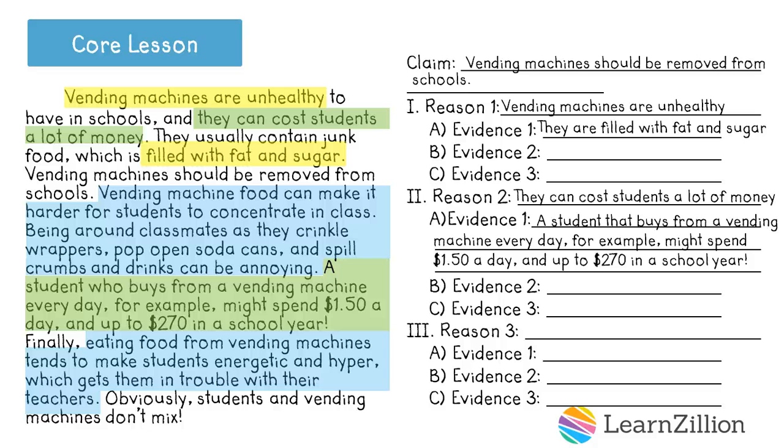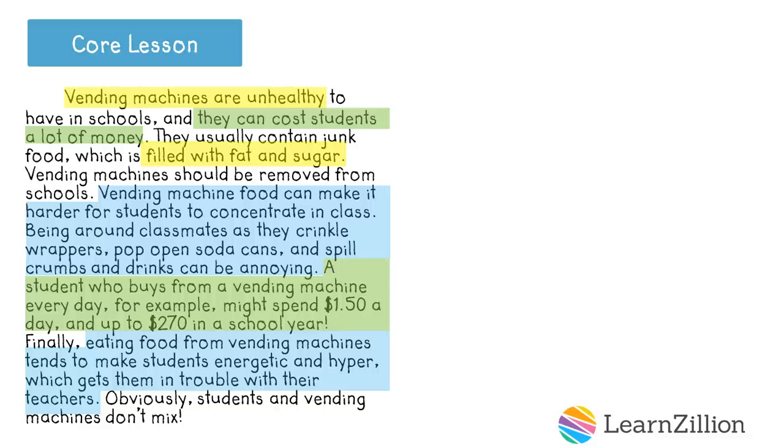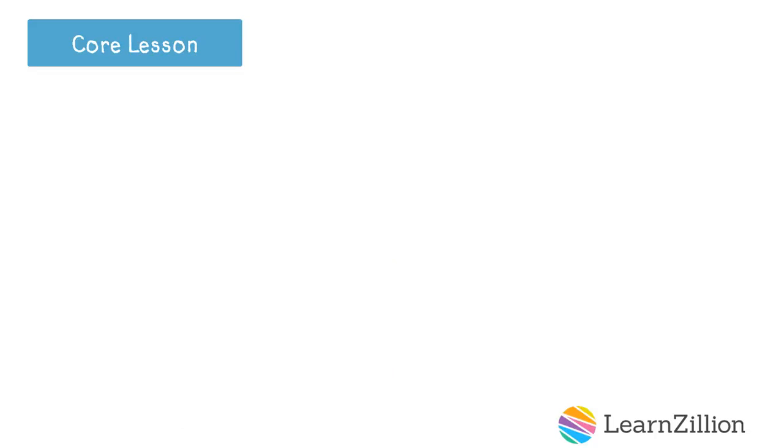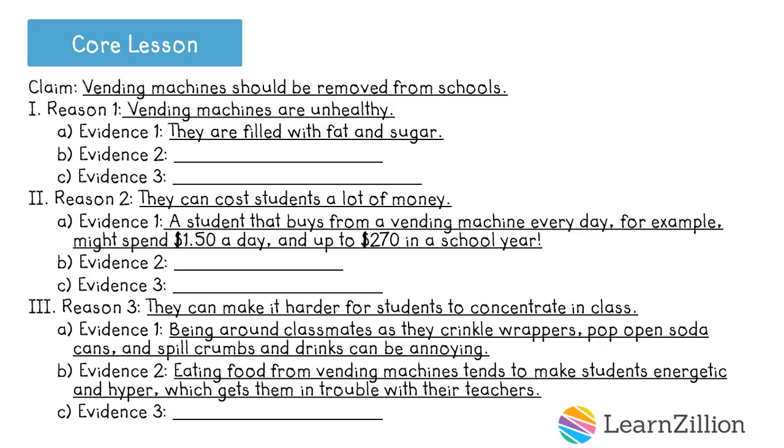Fill in the rest of the outline on your paper with the last reason and the evidence that goes with it. Press pause while you work and press play again when you're finished. Your last section of the outline should look something like this. And voila! Now we have an outline that shows exactly how my ideas are related.